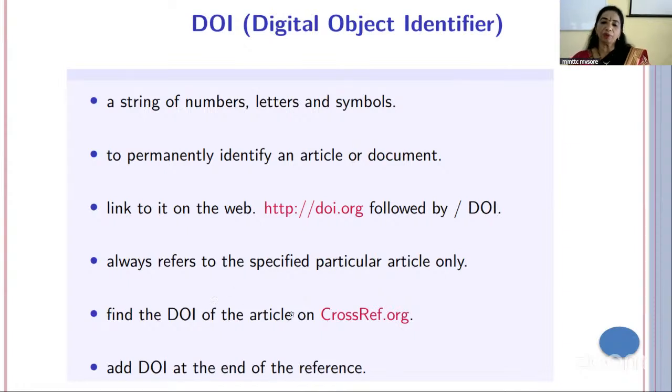So if you publish one article, you will have one DOI. If you have two articles, you will have two DOIs, like that. And you can find the DOI using crossref.org. If you copy the DOI and paste it in crossref.org, you can know what your article is and the information about your article.